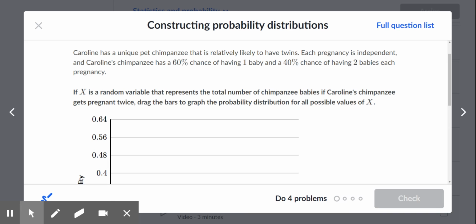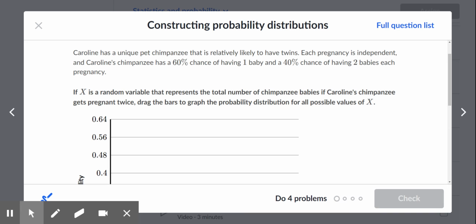So 40% chance of having two babies. So here it will be 40% chance times 40% chance. So two babies plus two babies equals four babies. And 0.4 times 0.4 is 0.16. All right.